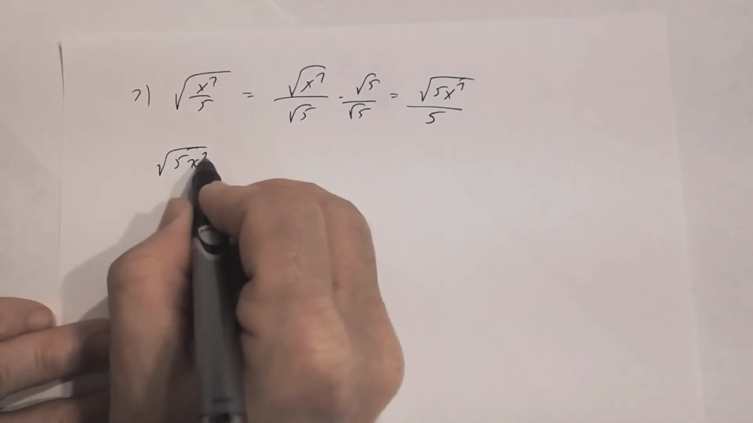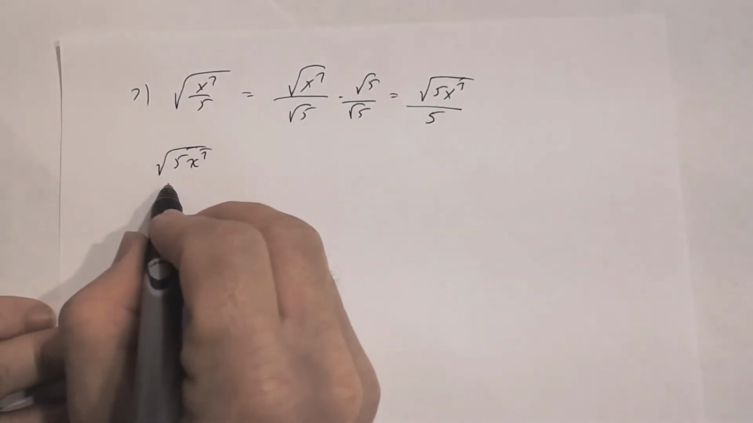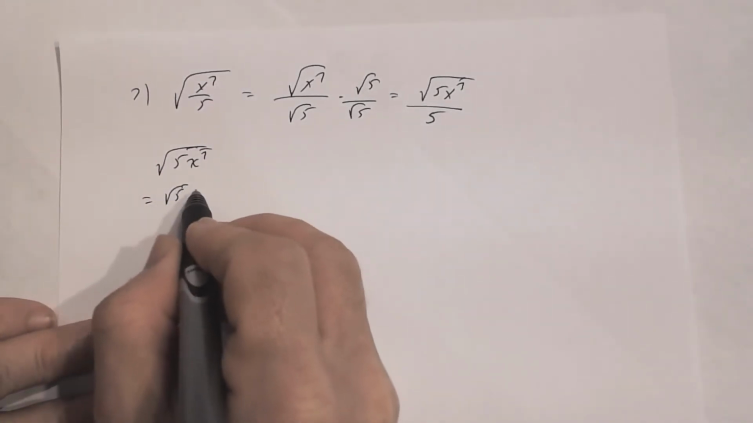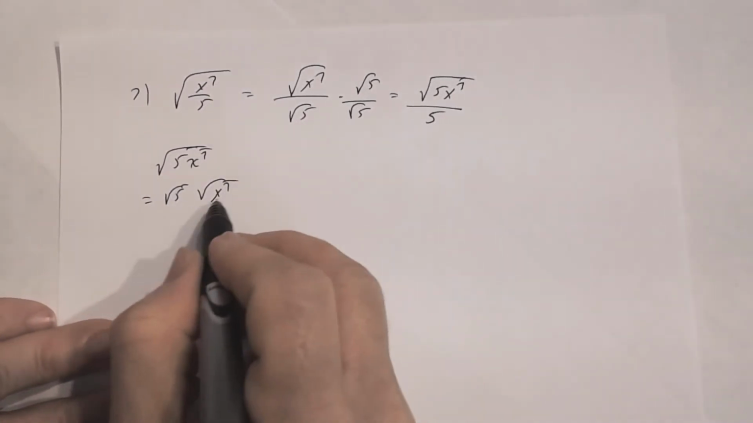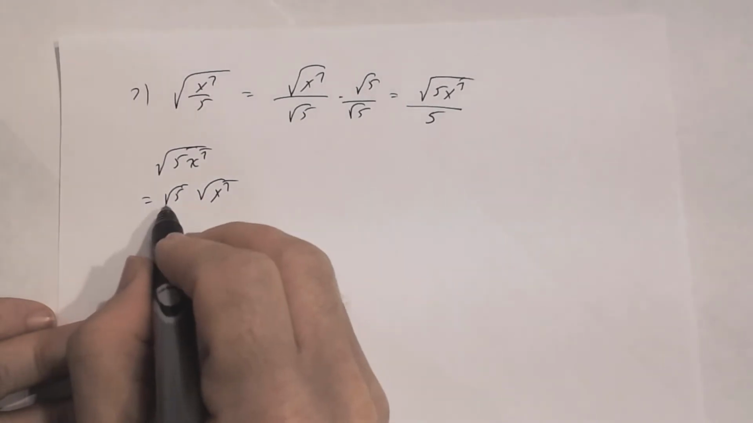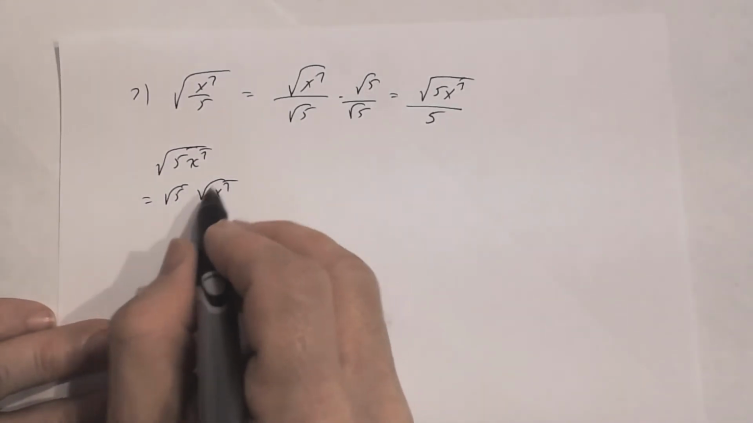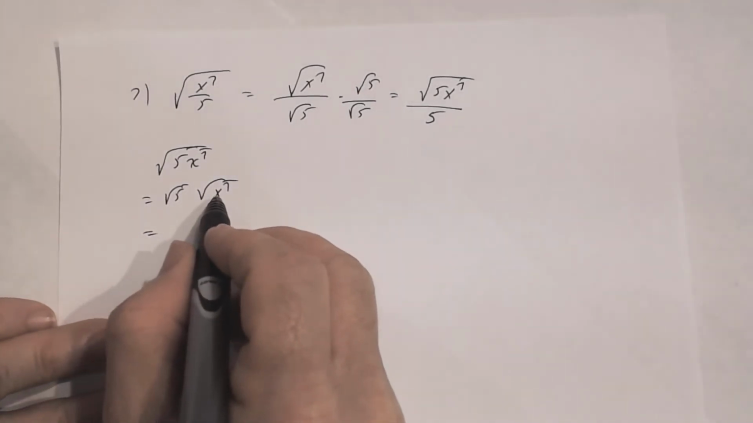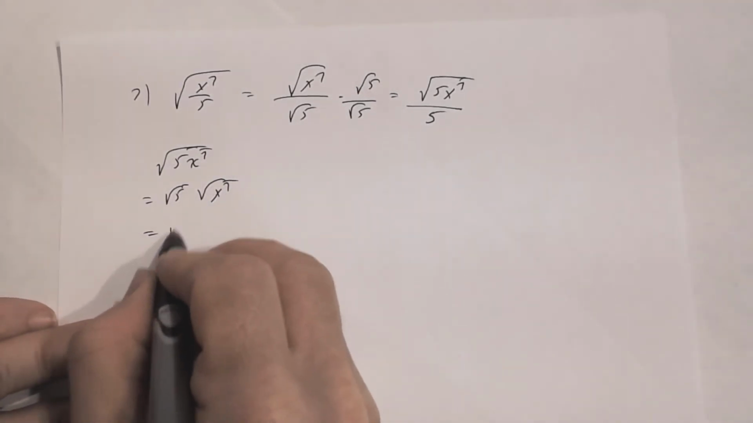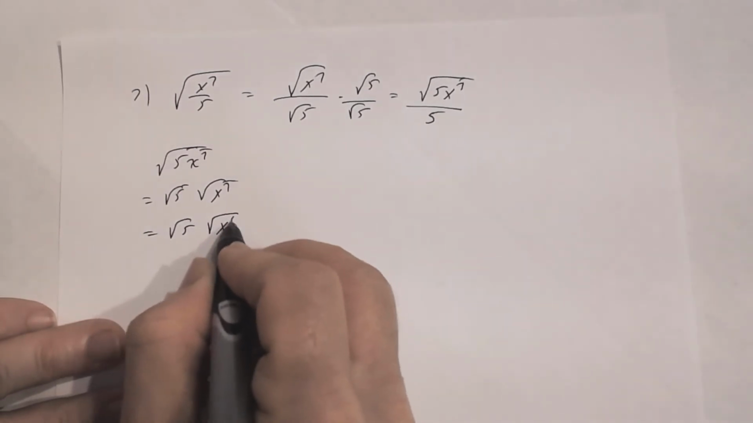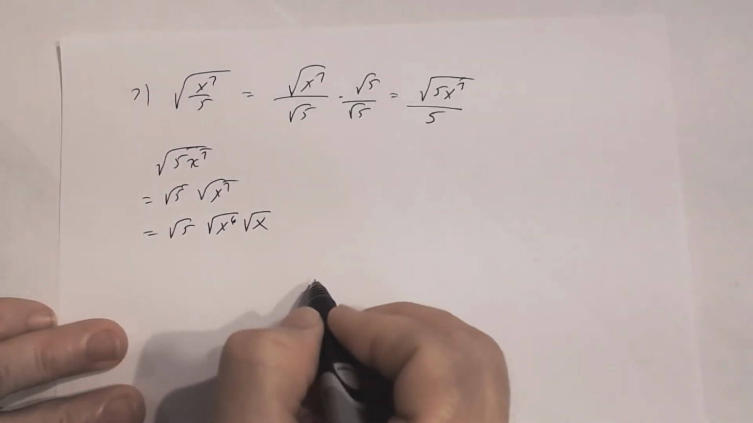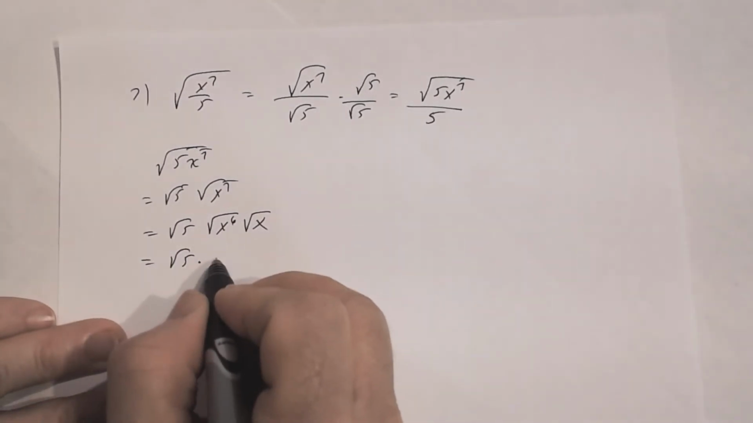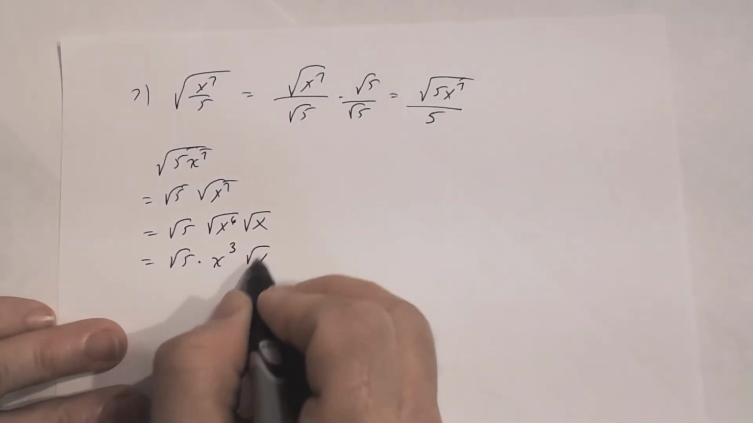Just like we did before, I have to simplify this. Do y'all agree that using the product rule, this becomes the square root of 5 times the square root of x to the 7th? I cannot simplify the square root of 5, so I'm going to leave it alone, but I can simplify the square root of x to the 7th because the largest even exponent less than 7 is 6. I can write this as the square root of 5 times the square root of x to the 6th times the square root of x. And the square root of x to the 6th is x to the 3rd power.